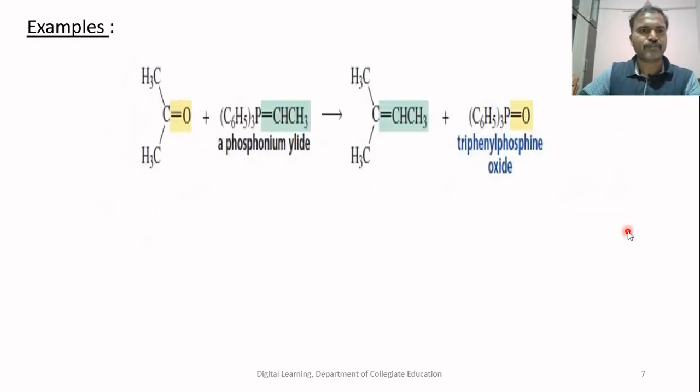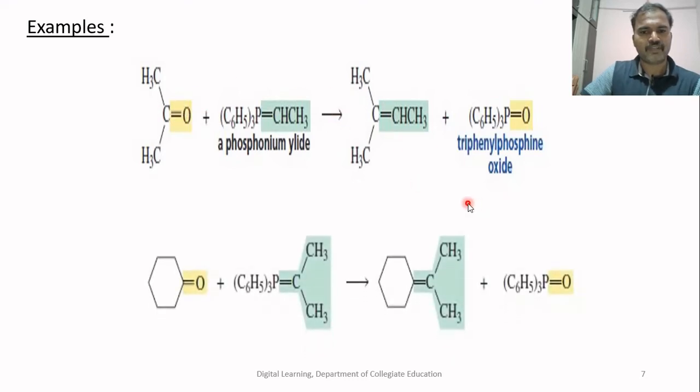Let me consider a few examples. I have taken an example. When acetone is made to react with a phosphonium ylide, it gives an alkene. You observe that the location of the double bond is absolutely fixed here. I am taking another example. Cyclohexanone, when it is made to react with a phosphonium ylide, gives an alkene where the location of the double bond is absolutely fixed.